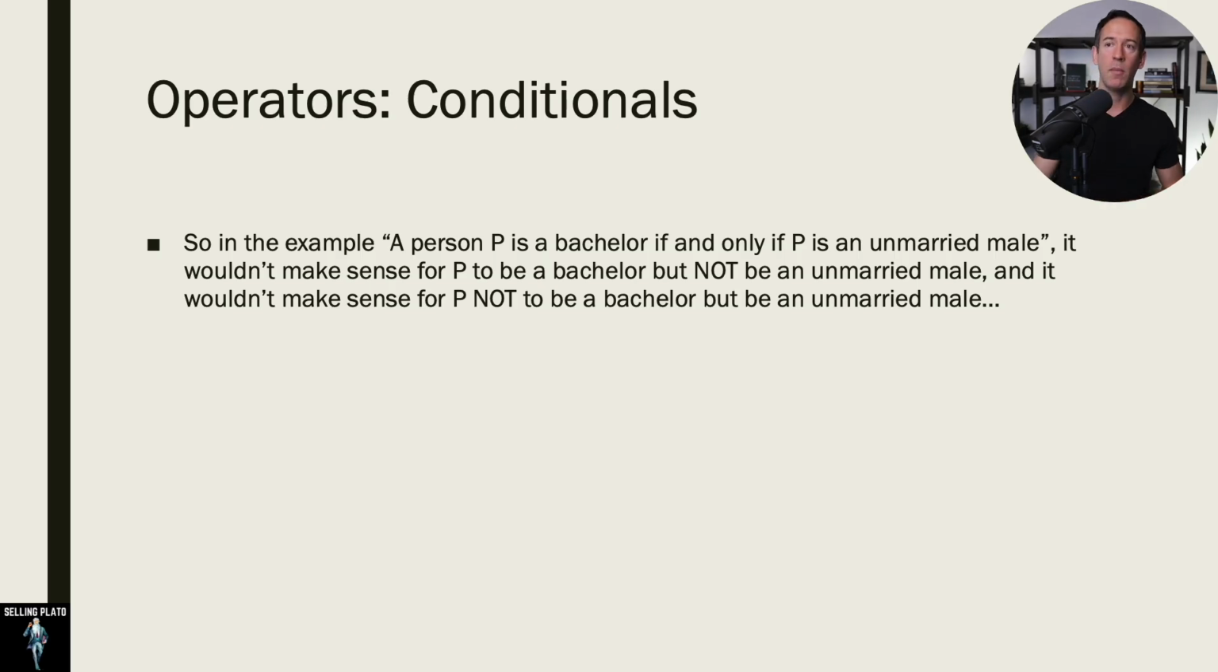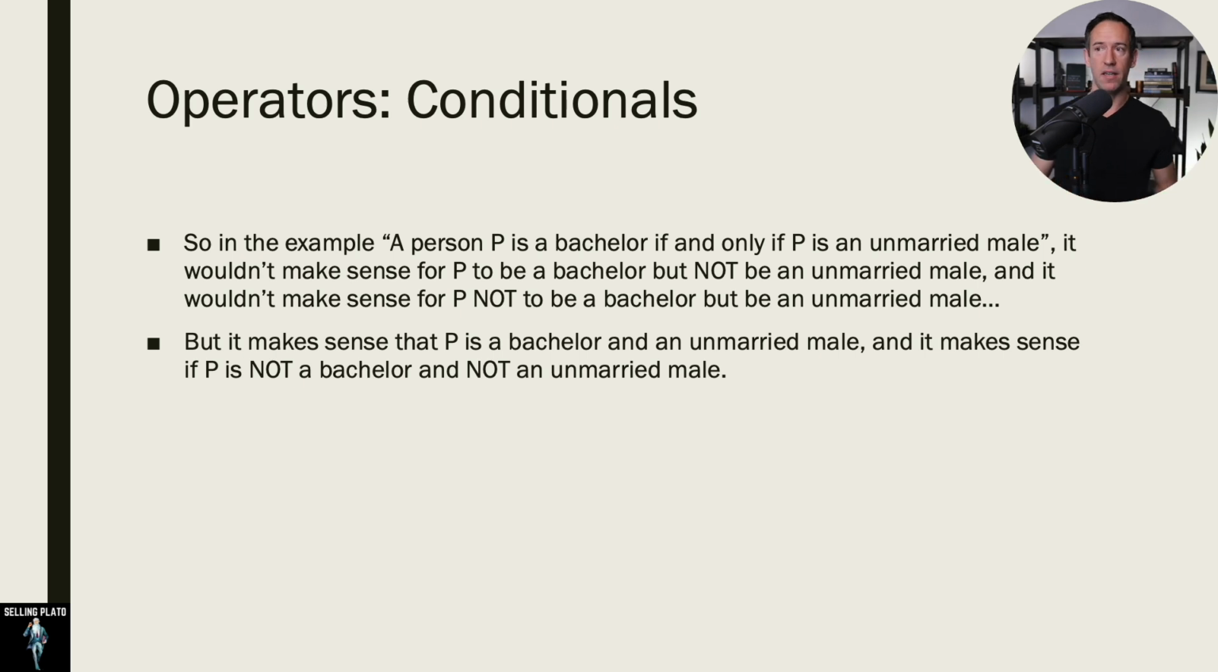And at the same time, it wouldn't make sense for P not to be a bachelor. This person's not a bachelor, but this person is also an unmarried male. That doesn't make sense either. All right. So the biconditional is set up so that when there's a mismatch of truth value, that doesn't, quote unquote, make sense. It comes out false.